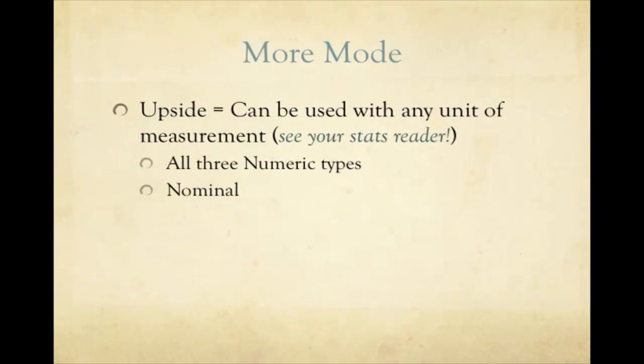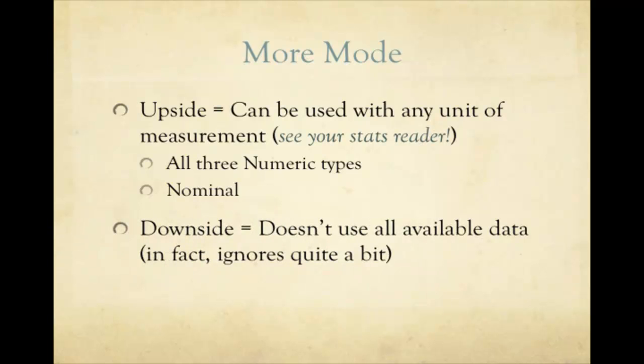All right, so what's the deal with the mode? The upside of the mode is it can be used with any unit of measurement. You can use it with numeric types of measurement, you can use it with nominal types of measurement, and if that sounds like Greek to you, make sure you look at your stats reader to refresh yourself regarding these terms. The downside of the mode is it doesn't use all available data. In fact, it ignores a lot of the data in your distribution. It looks at one particular number and ignores everything to the left and right of it.